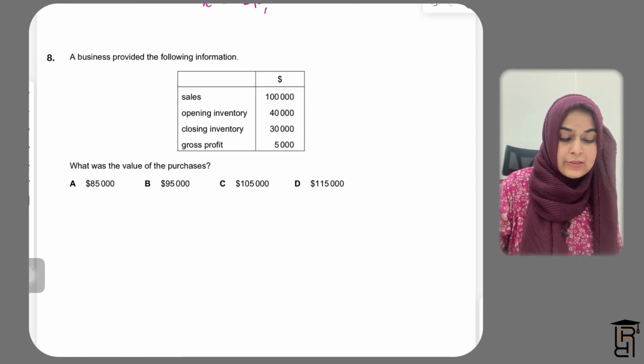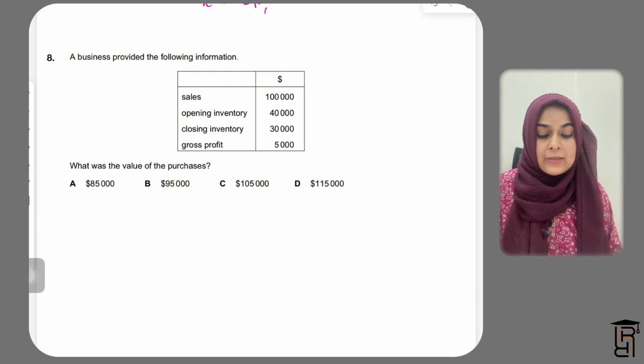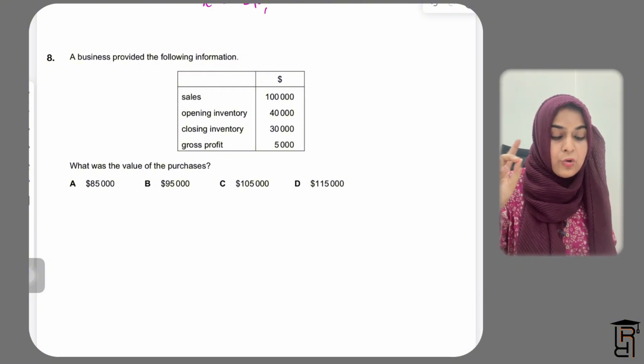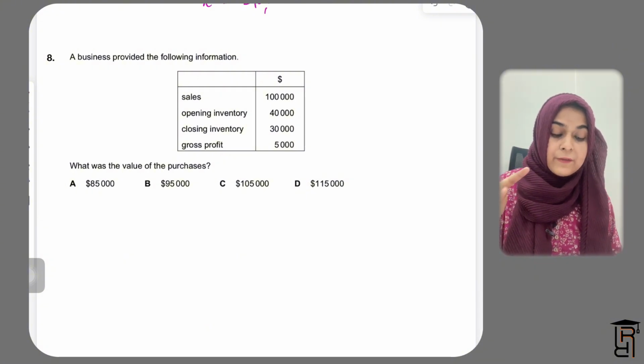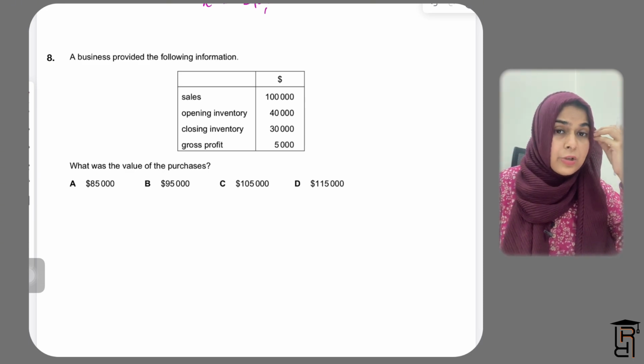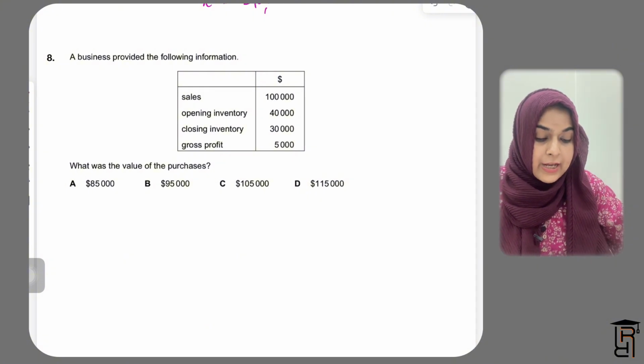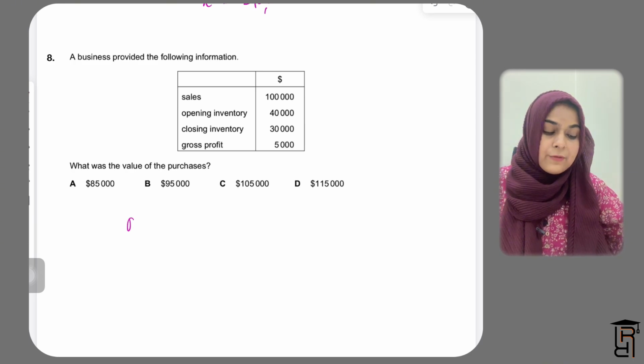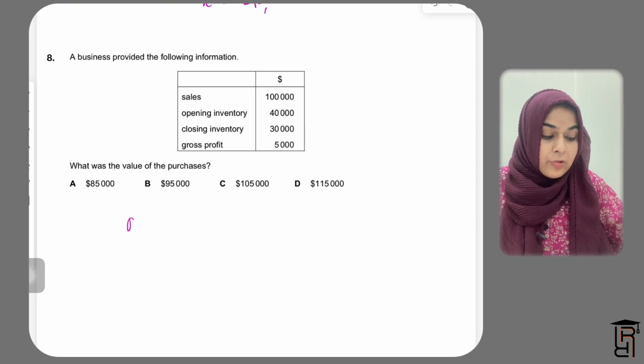Okay, the next question says a business provided the following information. They've given you opening inventory, closing inventory, sales, and gross profit. What was the value of purchases? There is no markup or margin in this case, but you need to know the concept of cost of sales here. So revenue or sales minus cost of sales gives you gross profit. That is for sure, we know this as accounting students. So gross profit here will be 5,000.